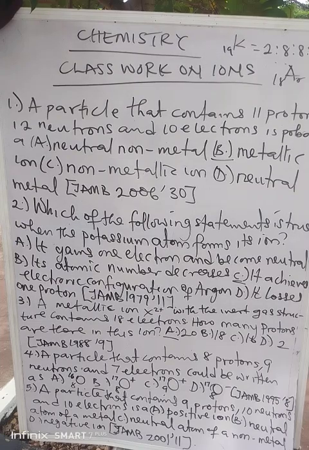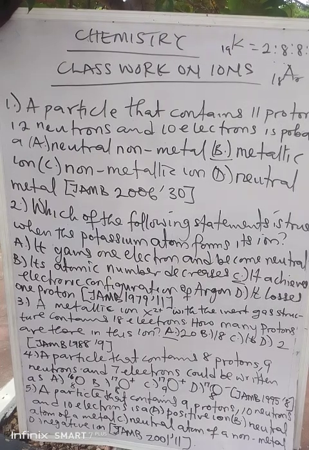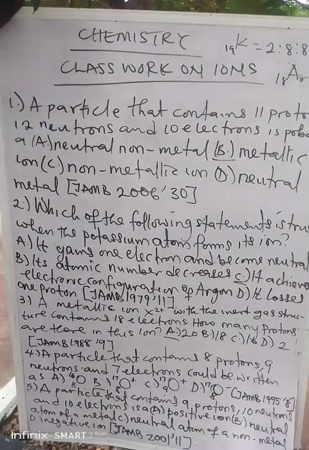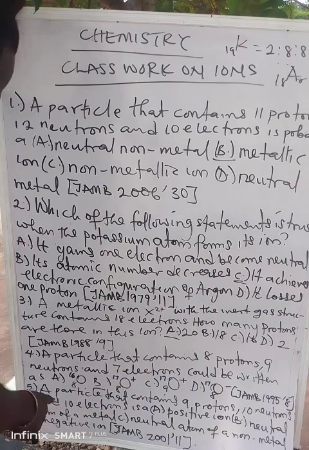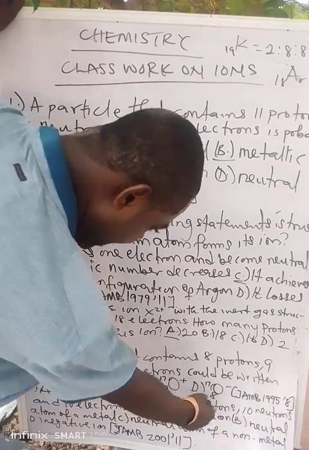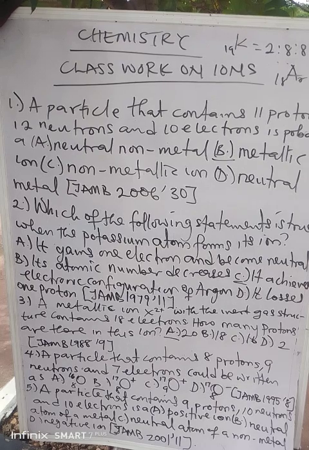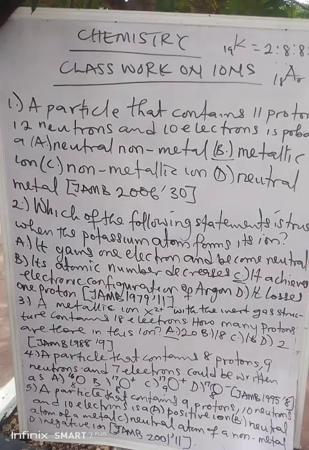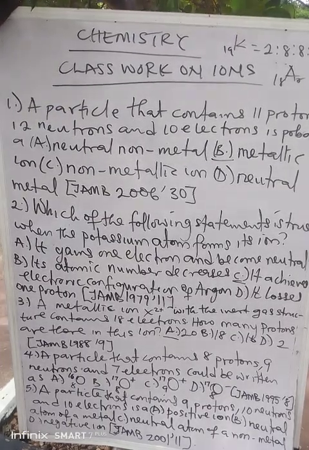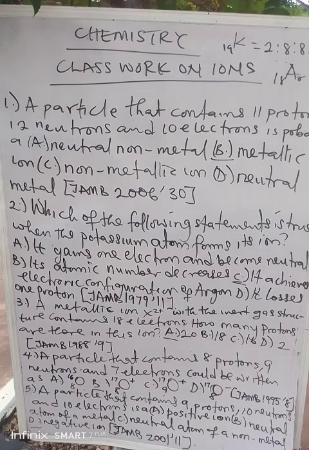A particle that contains 9 protons, 10 neutrons, and 10 electrons is a dash. Check the proton and the electron. The proton is 9. The electron is 10. The electron is supposed to be 9, like the proton. So what has happened to it now that it is 10? It's not a negative ion. Why? Because it has borrowed 1 extra electron. So it's not a negative ion. That's option D. That is JAMB 2001, question 11.